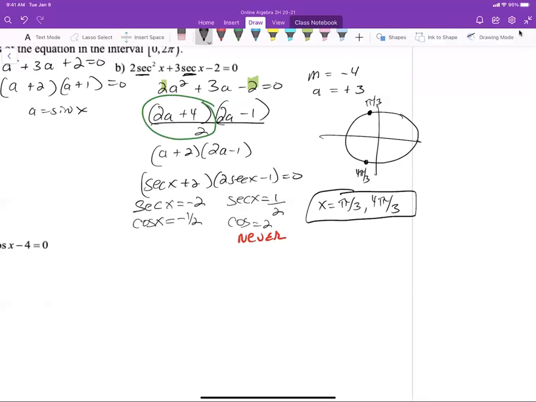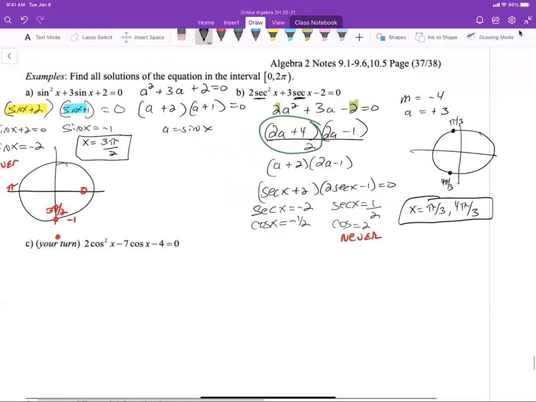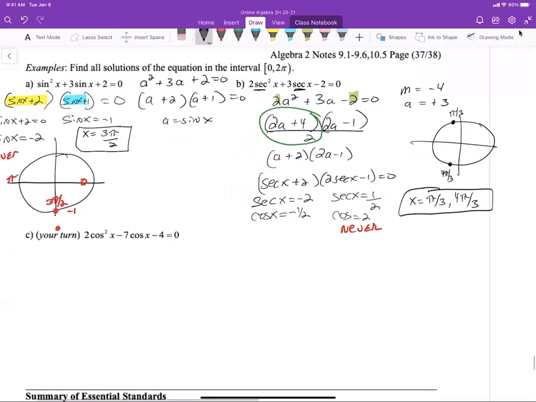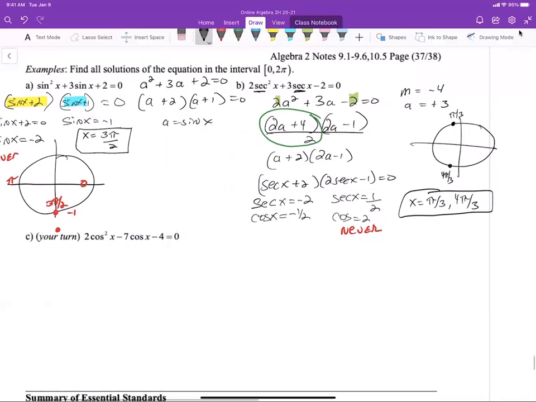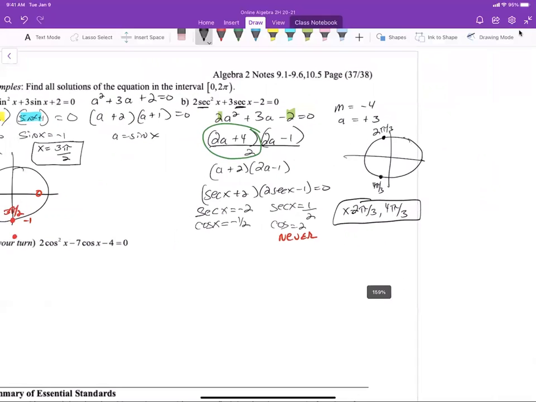Again, you will be given a unit circle, but it's really good if you can start trying to understand where those are on the unit circle. Uh-oh, I made a mistake. This is 2 pi over 3. Pi over 3 is over here. Sorry about that. Yes, 2 pi over 3 and 4 pi over 3.